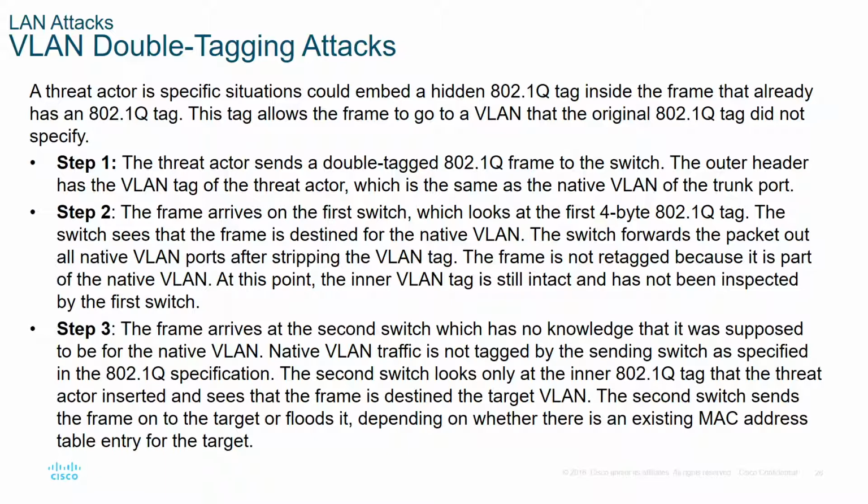Step 3. The frame arrives at the second switch, which has no knowledge that it was supposed to be for the native VLAN. Native VLAN traffic is not tagged by the sending switch as specified in the 802.1Q specification. The second switch looks only at the inner 802.1Q tag that the threat actor inserted and sees that the frame is destined for the target VLAN. The second switch sends the frame onto the target or floods it, depending on whether there is an existing MAC address table entry for the target.